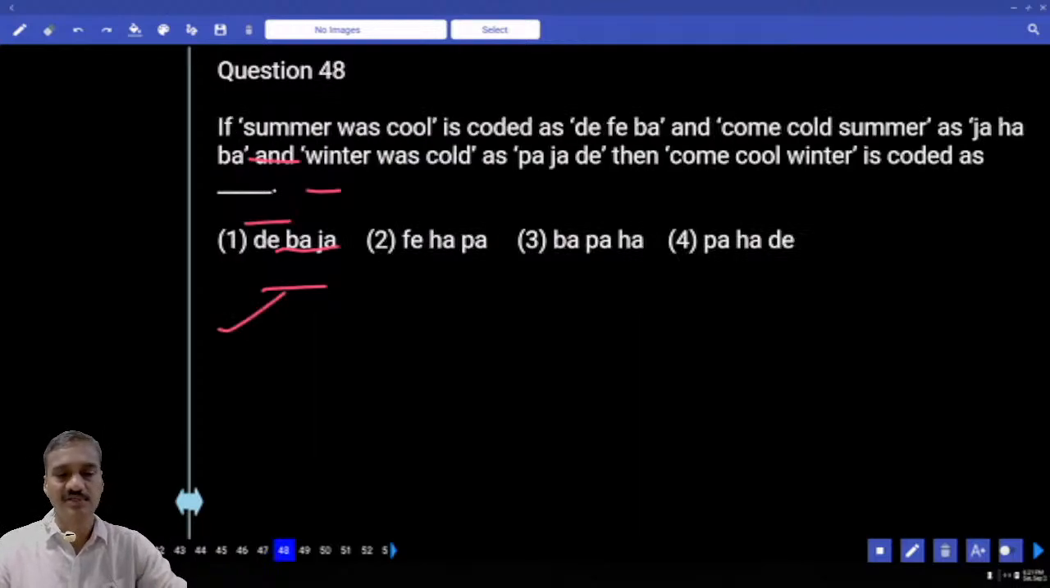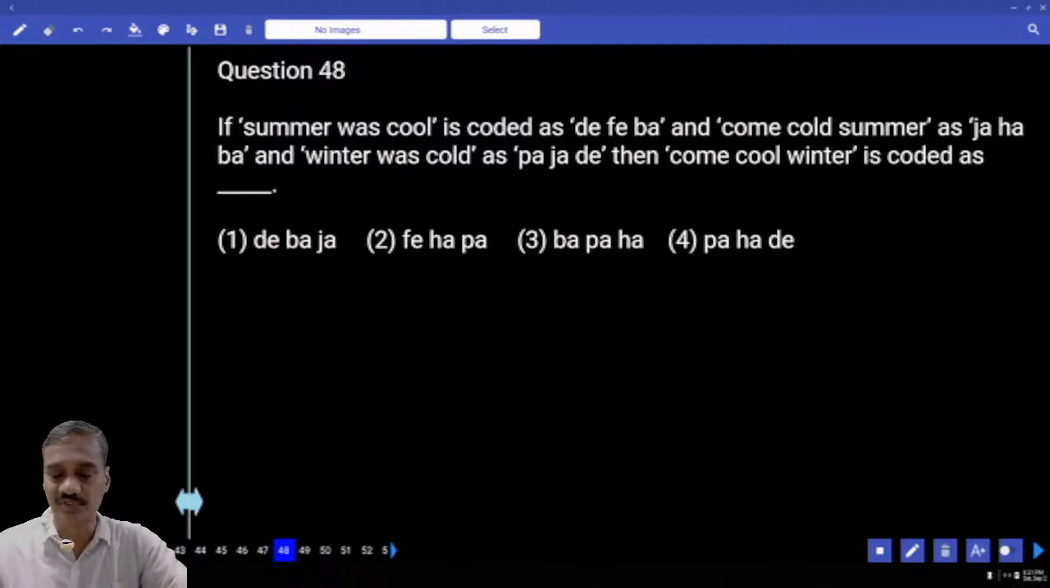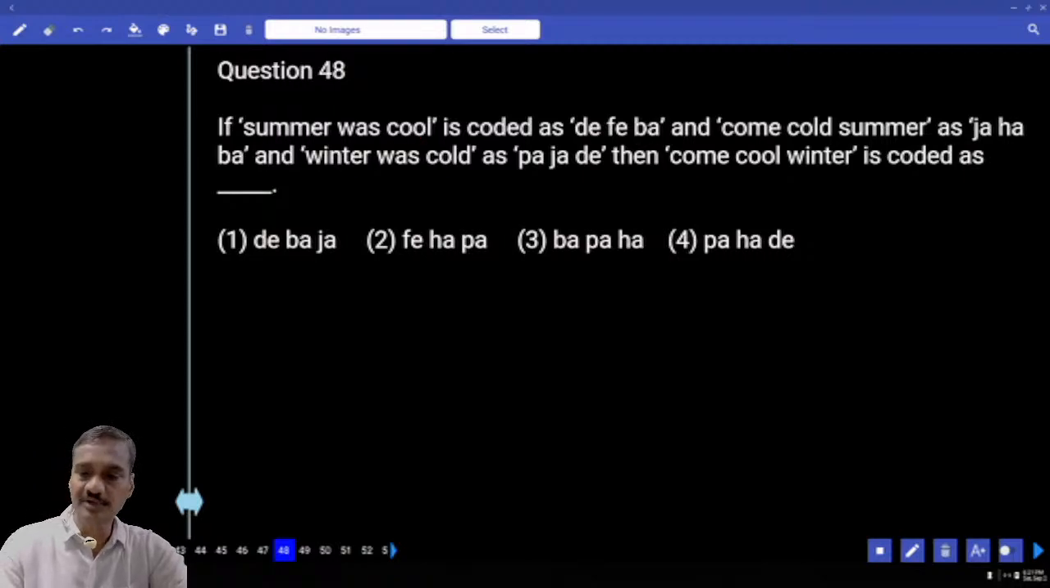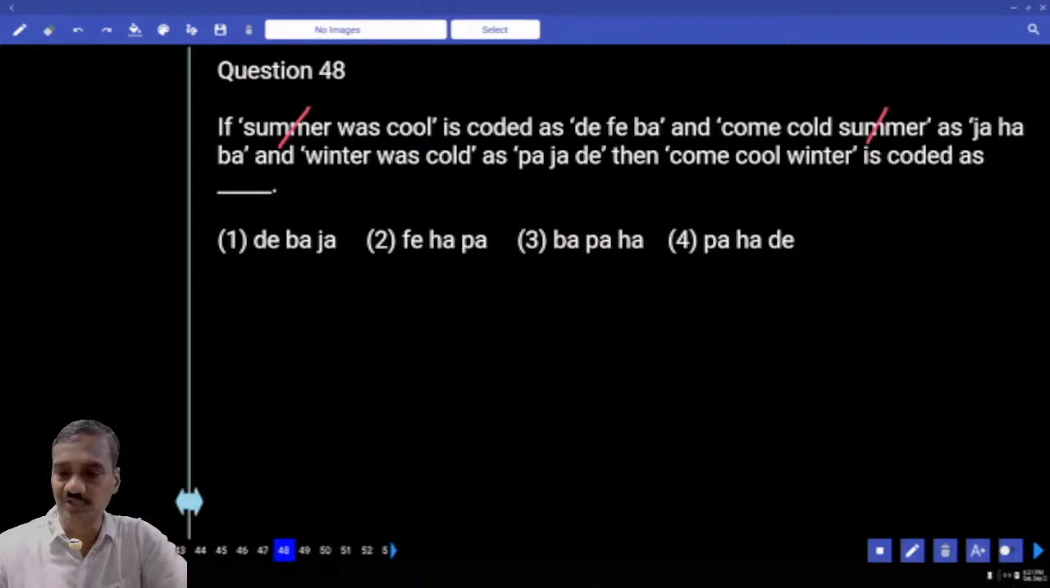And 48, summer was cool, and so on. Then come cool winter is called as. Now we need to find out this come cool winter. Cool was at the third place, BA is at the third place. Here come cold and this one. Now summer. Now we need to find out come cool winter. Summer is common between these two, and was cool, and summer was common.